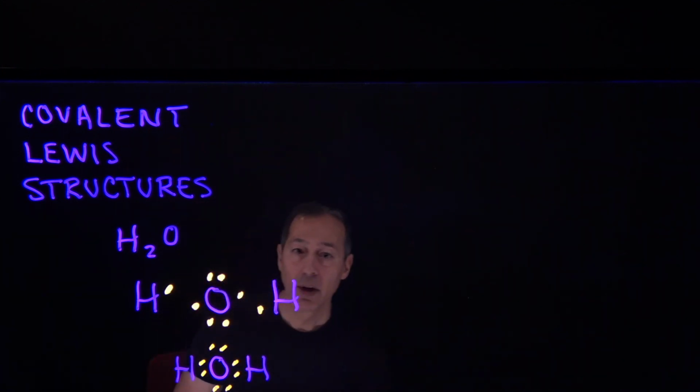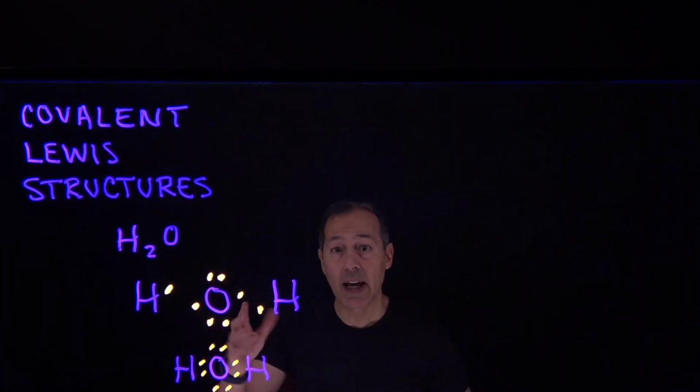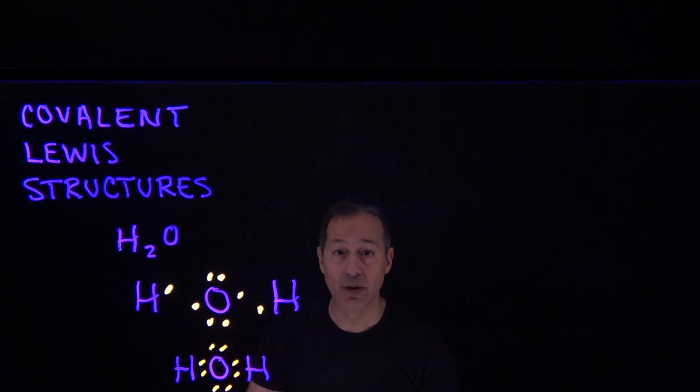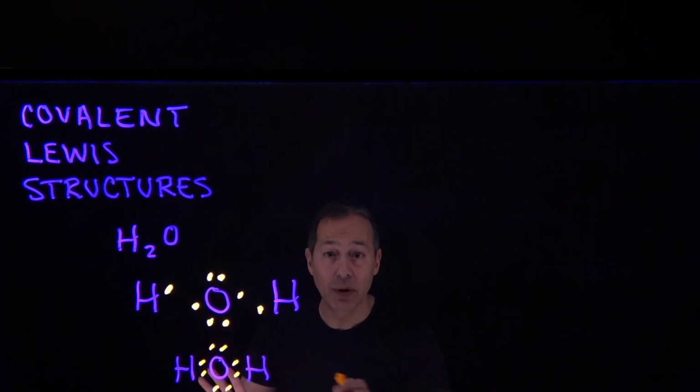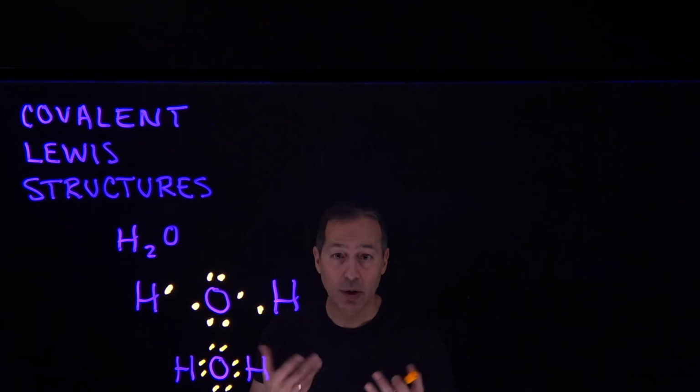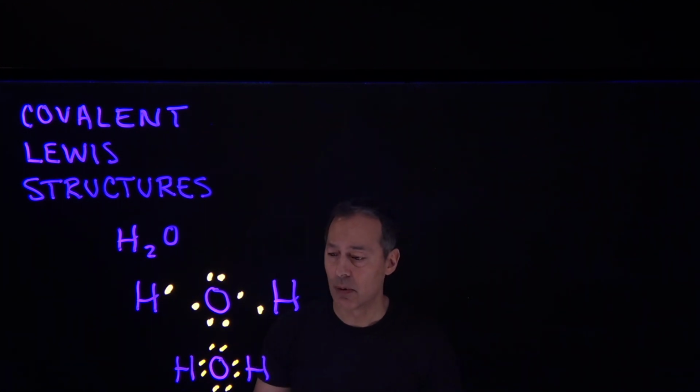Here we go. We can see now that oxygen has a complete octet, 8 electrons around it, and the hydrogen atoms here are sharing with the oxygen atom. And one of the questions students often ask is, well, why doesn't hydrogen have an octet? And that is a great question.